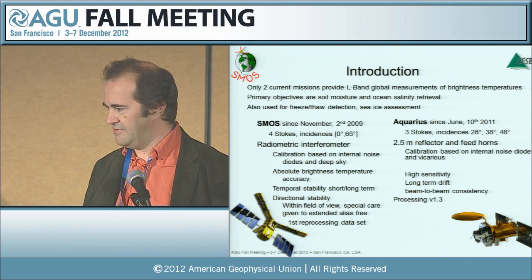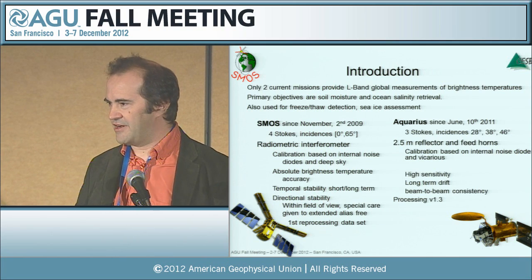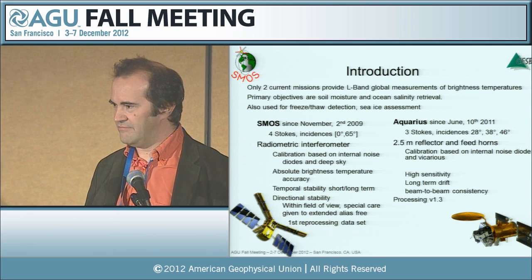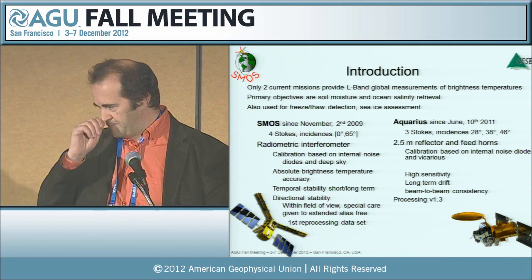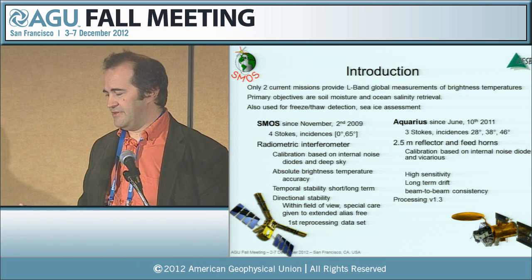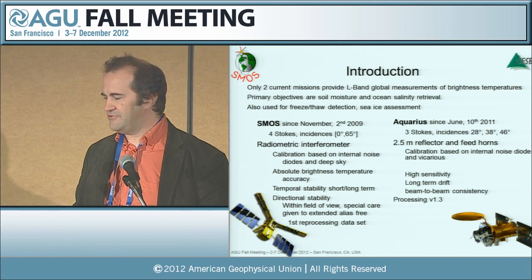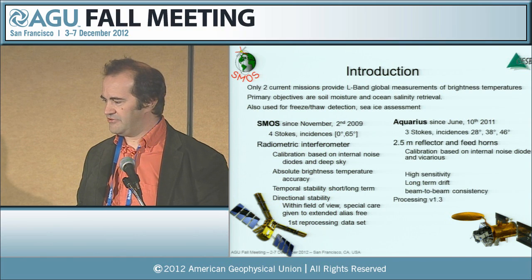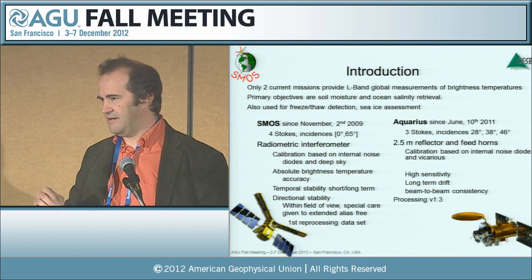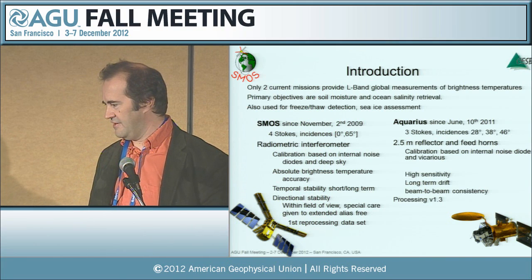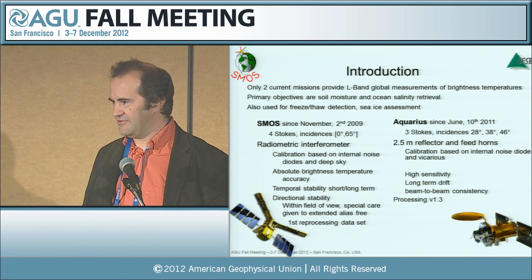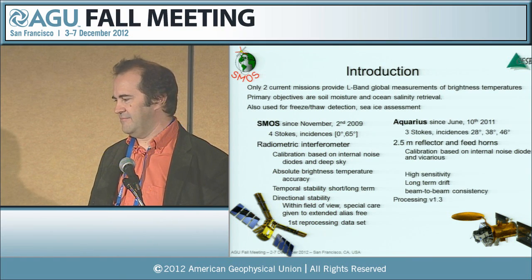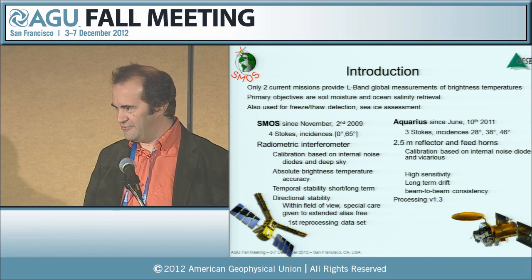It's based on internal noise diodes and what I call vicarious calibration. It's taking into account the sea surface salinity and the forward model to refine, especially the long-term drift. Of course, I understand also that one of the main issues regarding Aquarius calibration is the beam-to-beam consistency. That is probably harder to assess only through vicarious calibration. And the processing I used is V1.3, of which I understand there are a couple of issues, and I'm quite impatient to see the V2.0.